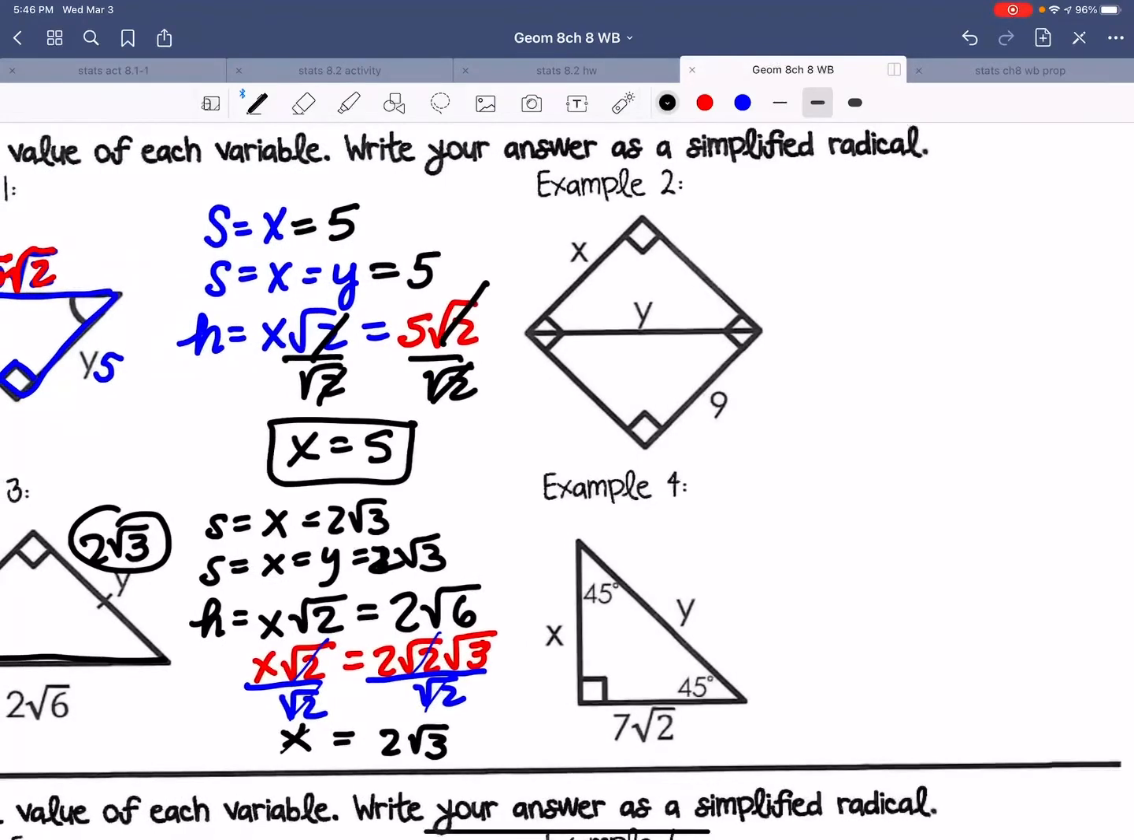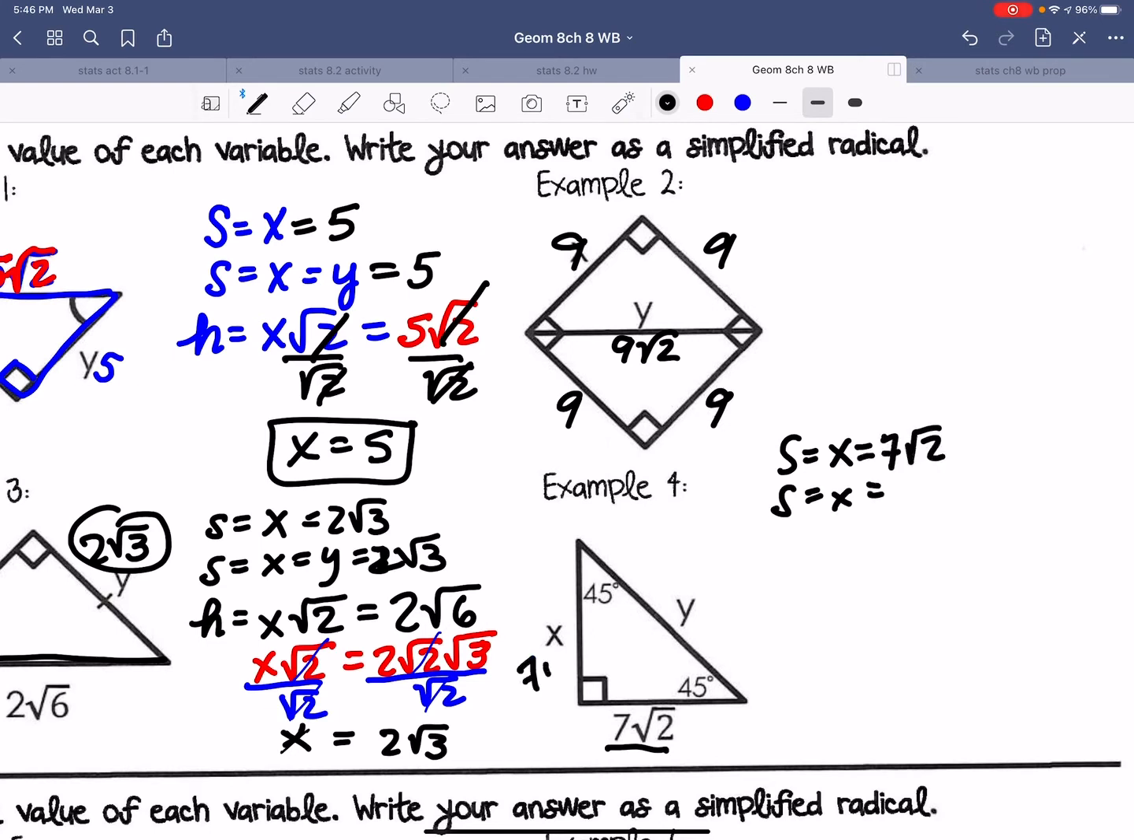Now let's look at 2 more examples. Okay, so this is a square. So this would be a 9 by 9 square if you kind of turn your head there. And this would be 9 times the square root of 2. That matches our pattern. Here, let's see, one side is x, the other side is also x, but we know one of the sides is 7 times the square root of 2.